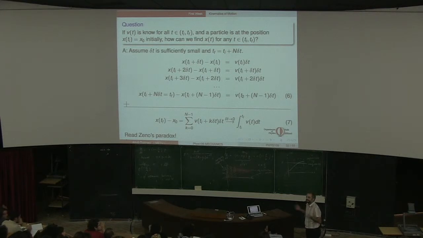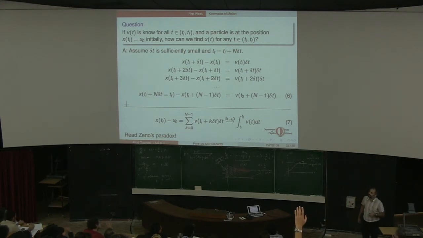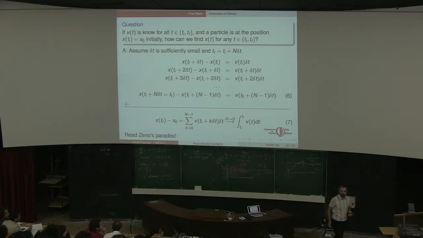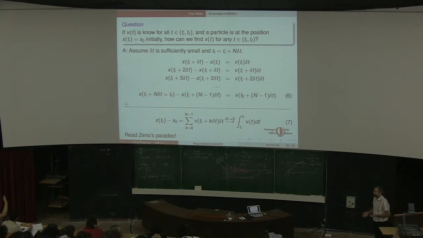Okay, hands up. How many of you read what Zeno's paradox is? The one that you are talking about now. Well, the paradox says this: the idea is, is motion possible? Let me first talk about what Zeno's paradox is. Let me first tell the others what Zeno's paradox is.